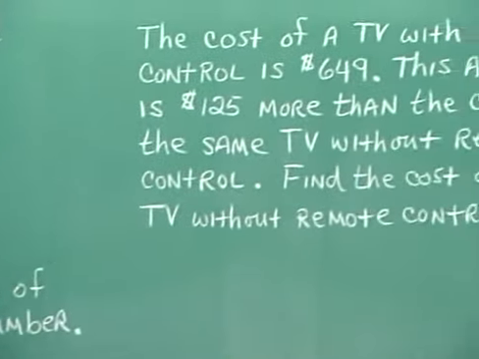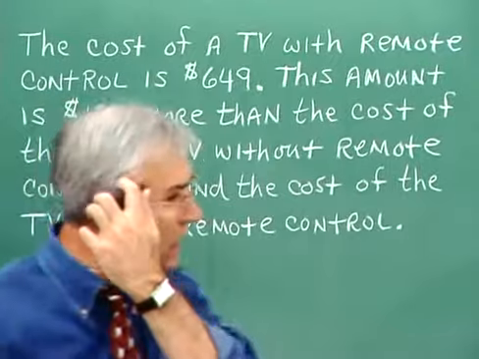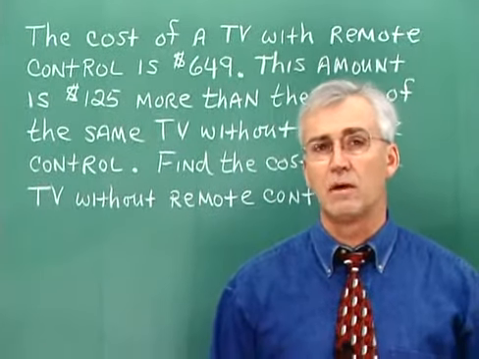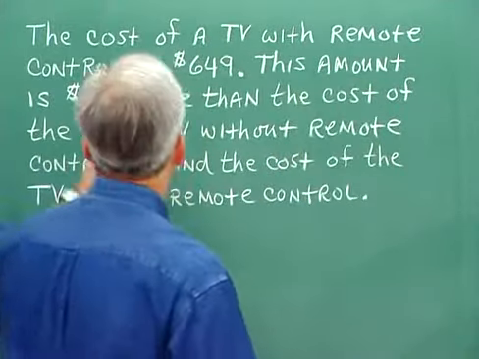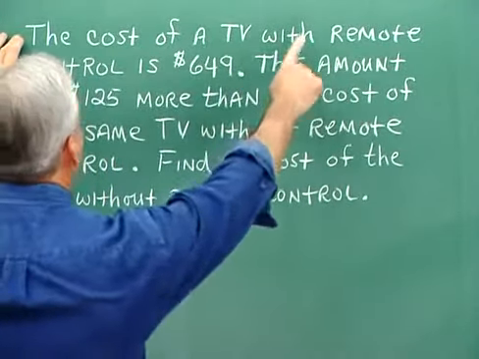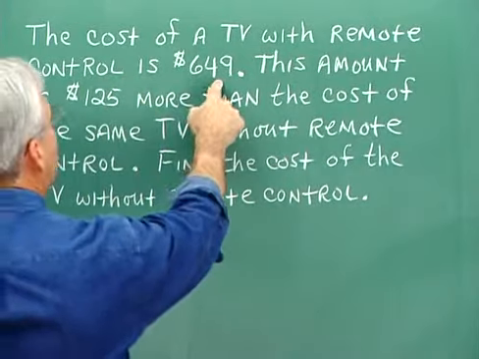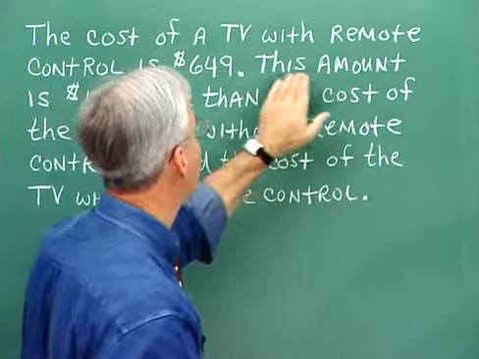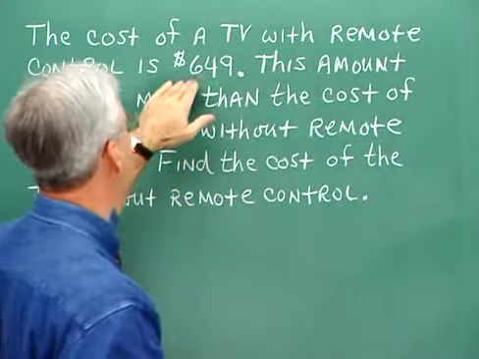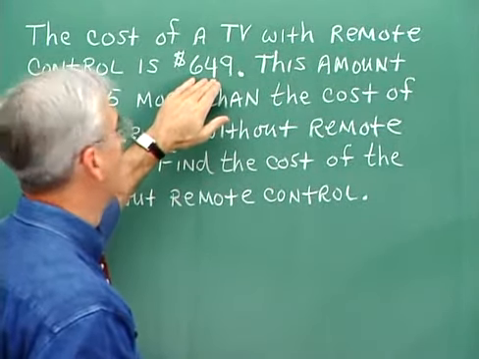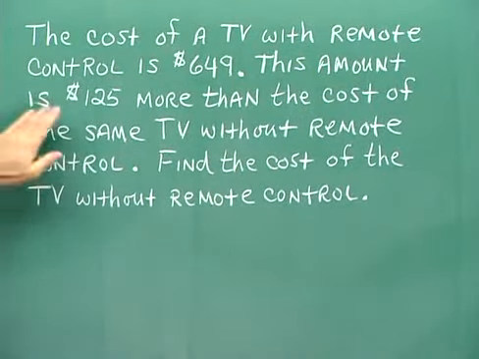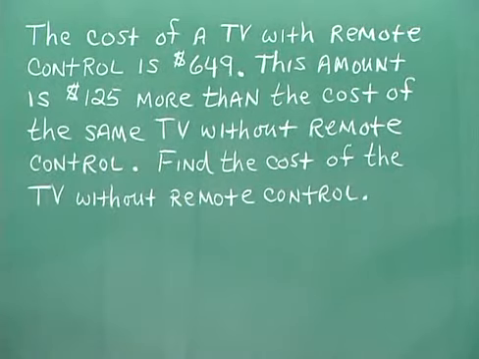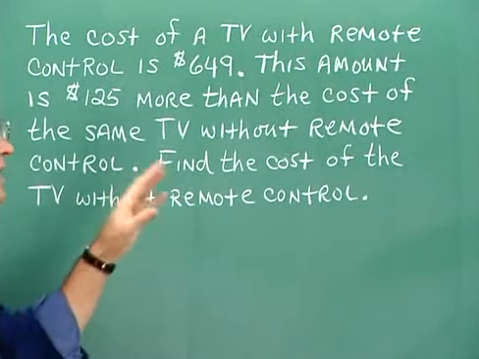Now, these situations of interpretation allow us to interpret more practical kinds of problems, like this one. It says the cost of a TV with remote control is $649. This amount, now when it says this amount, it's referring back to the amount in the previous sentence. That's this business. So this amount is $125 more than the cost of the same TV without remote control. Find the cost of the TV without remote control.